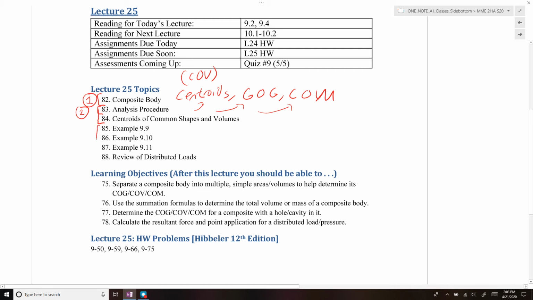And then the last, we're going to have 3 example problem videos. And then we're going to have one last video about a review of distributed loads and how distributed loads relate to centroids of pressures.